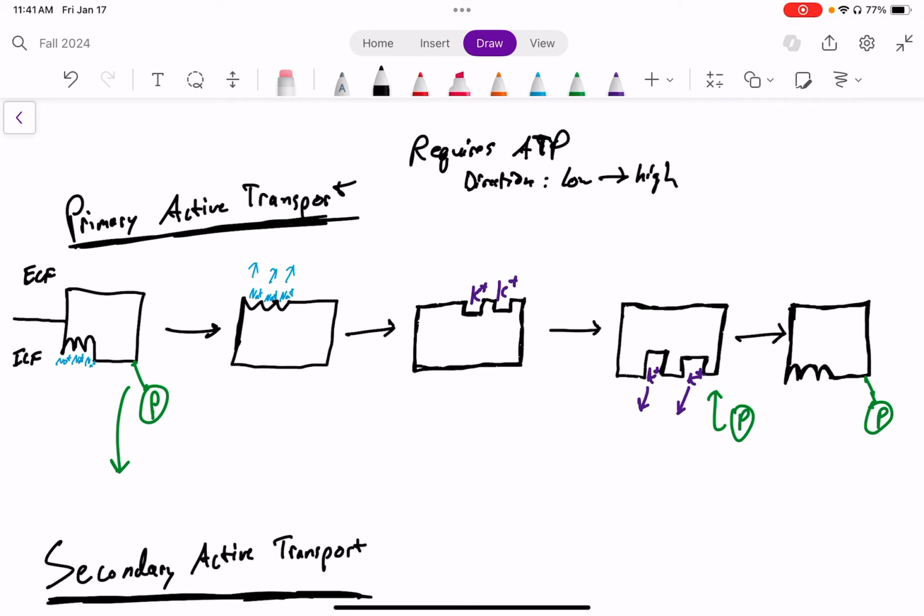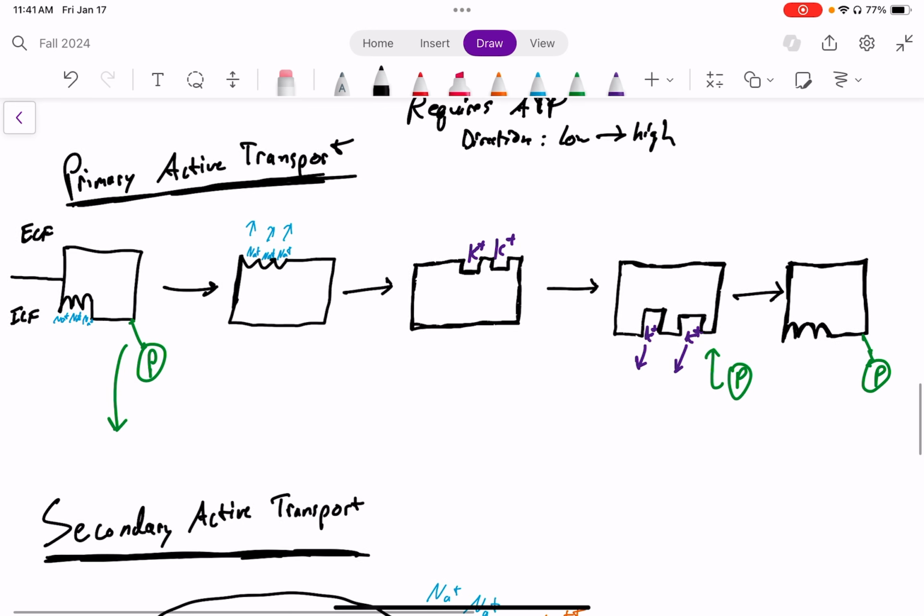And this is kind of an outline here of what a primary active transport protein would look like. They can be uniport, antiport, or symport, which just determines the direction and how many particles it can shuttle. Uniport means that there's only one particle shuttling one way. Symport means that there's two particles that are traveling the same way. And antiport means that one particle is going one way and the other particle is going another way.